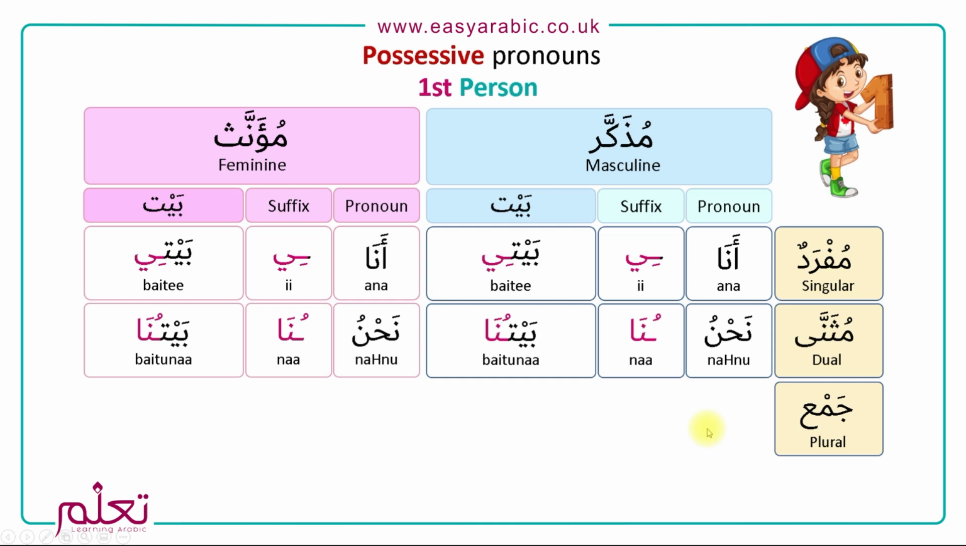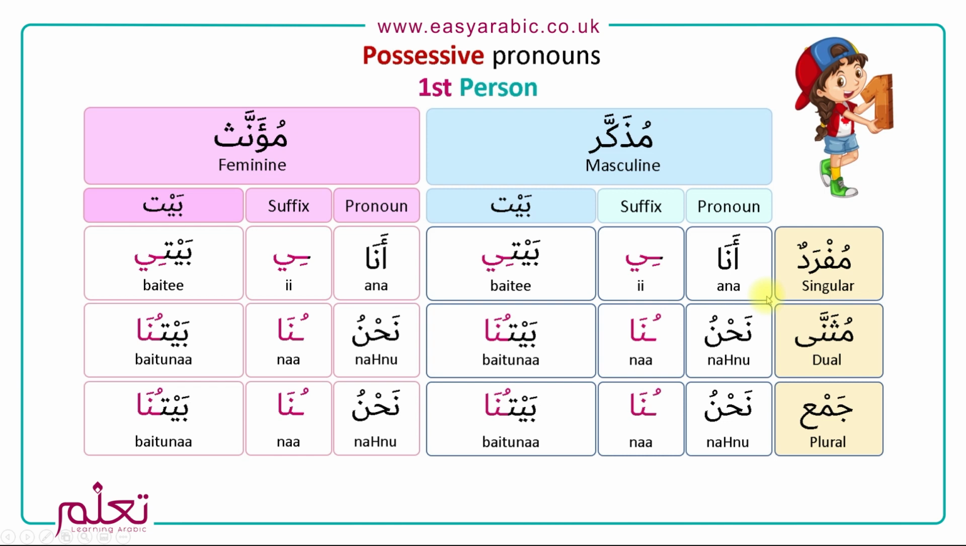Nahnu, na, and then baytuna. Okay, so that is your... So for individuals, it is ya. So it becomes bayti, my house, my pen, qalami, kitabi, etc. And then if we talk about our house, it would be baytuna. Our car, it would be sayaratuna. So the noon alif at the end. Okay, so that's your suffixes for the first person.